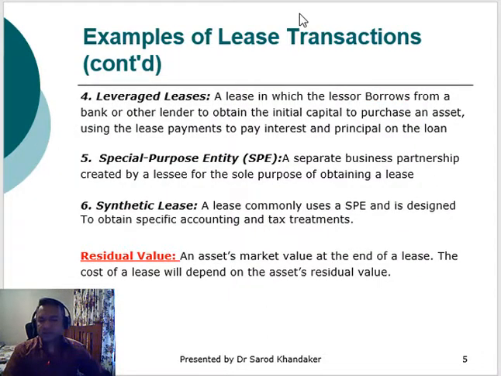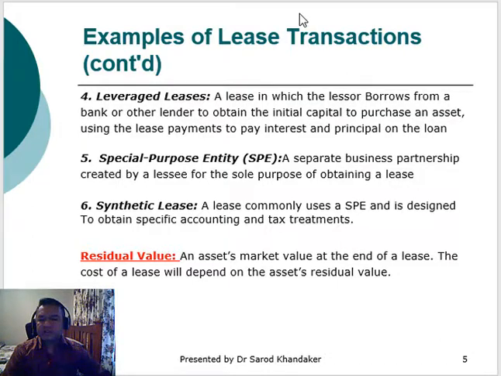Another type of lease is the leveraged lease. A leveraged lease is a lease in which the lessor borrows from the bank or other lenders to obtain the initial capital to purchase an asset, using the lease payments to pay the interest and principal on the loan.